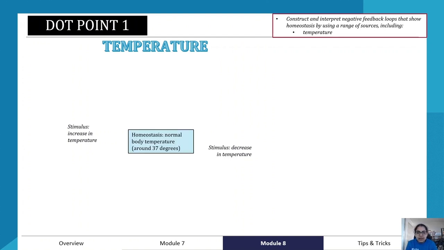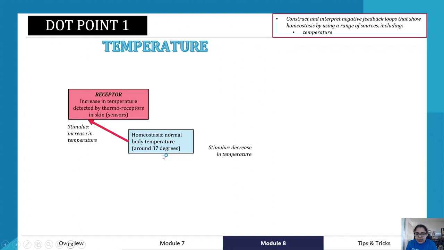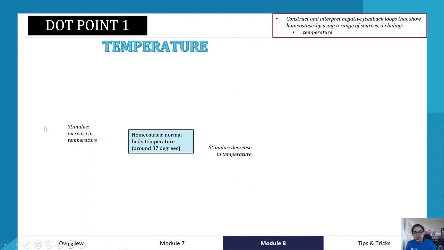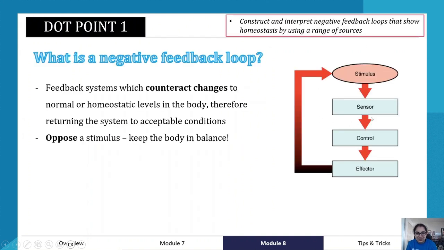So essentially, we start off here with knowing that the normal body temperature is around 37 degrees. However, we notice that there is an increase in temperature. So the stimulus is that the temperature increases. Immediately, receptors, so actually before I do that, sorry, I'll just quickly walk you through this diagram here before we go on to the next one.